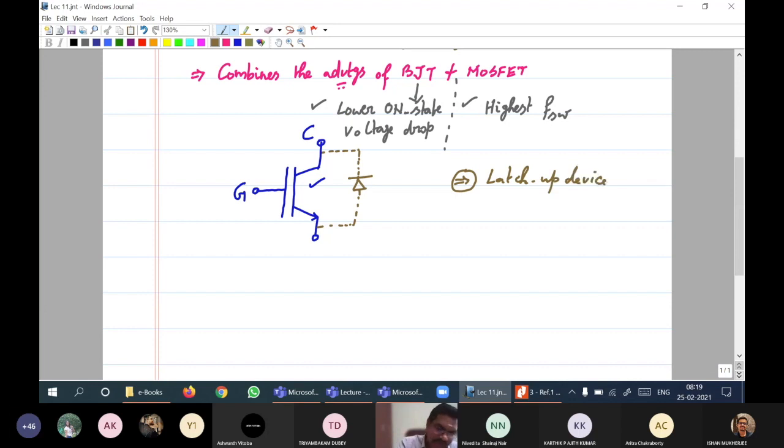What is called latching up? Once you get inside a room and then you lock, people from outside can't open up. So that is called a latch up. Once you latch, that is called latching. Once you lock, it's not lock, it's actually latch. So you can understand the IGBT to be a latch-up device as well. A latch-up device is mainly due to the parasitic SCR.